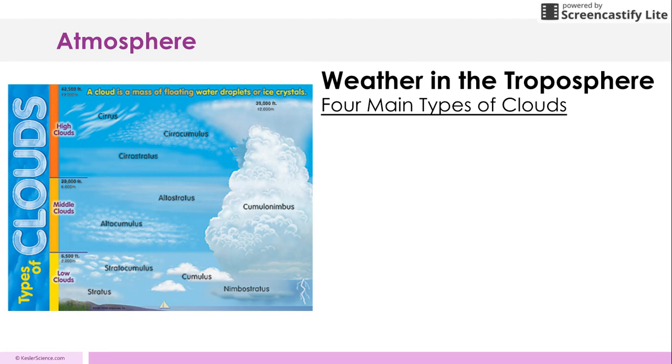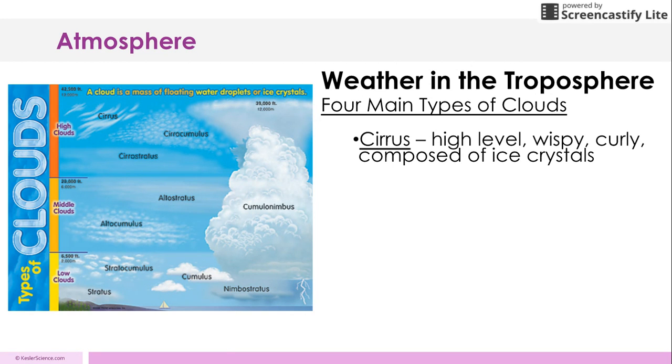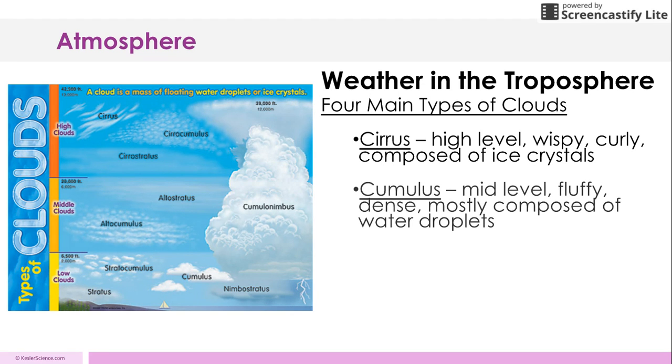All right, so there are 4 main types of clouds. So in this picture right here, we see cumulus clouds, nimbus, cumulus. So the first one we're going to talk about is the cirrus. These are high-level, wispy, curly, composed of ice crystals. So in this diagram, when we're looking at high clouds, this is what cirrus clouds look like. Cumulus are the mid-level, so we're talking about this area right in here. Mid-level, they're fluffy, dense, mostly composed of water droplets.